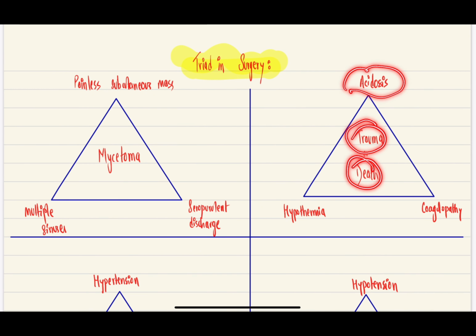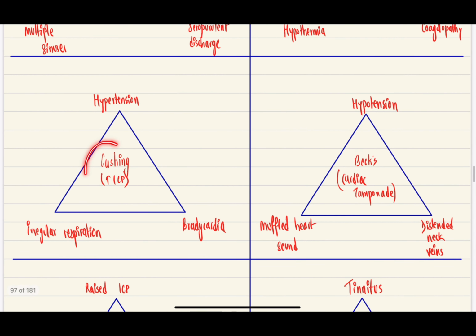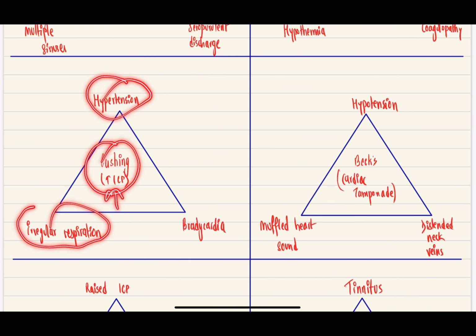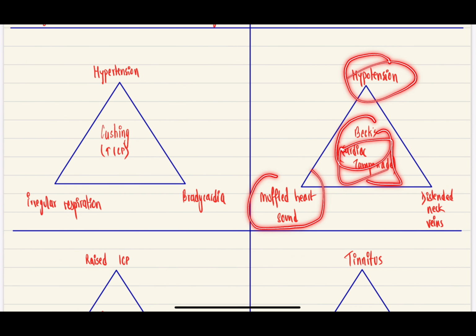We have the triad for trauma or death, which is acidosis, hypothermia, and coagulopathy. Next, we have Cushing's triad for raised ICP: hypertension, irregular respirations, and bradycardia. We have Beck's triad for cardiac tamponade, which is hypotension, muffled heart sounds, and distended neck veins.